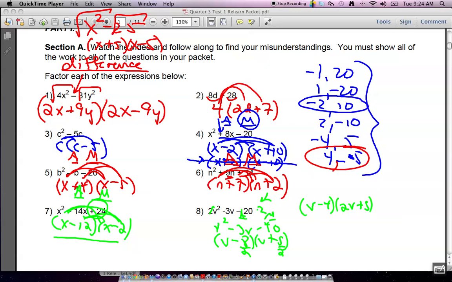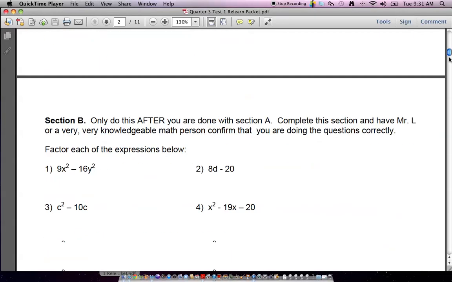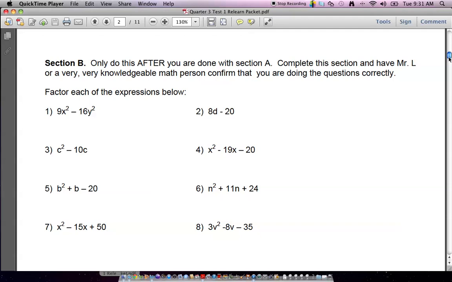I did see one kid over here on the right, they wrote v plus 2.5. No. Elementary school trick. Remember, elementary school, the 2 times the v plus the 5. Kind of like when we convert to an improper fraction. All right, so those are all of the numbers from 1 through 8. I think this is the entire first section. Let's see here. Yes, it is. Okay, so section A is complete. Do your work and go from there.